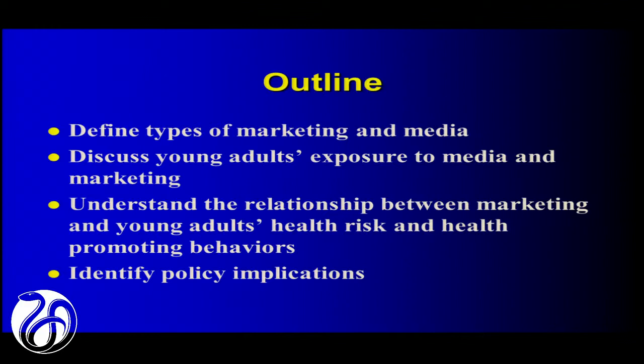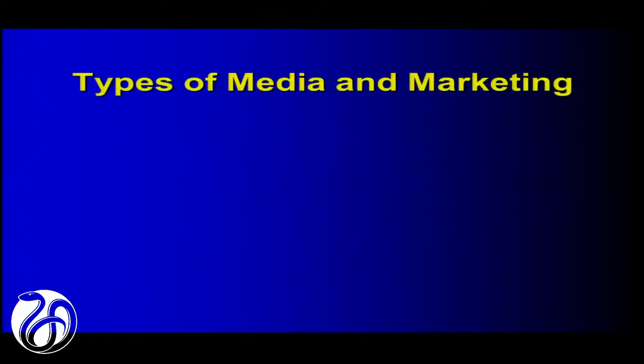So what am I going to talk about is, first of all, to quickly define types of marketing and media. We've touched upon this over the last day and morning, but to give you a little bit more detail on that, and then discuss young adults' exposure to media and marketing, and then to look at the relationship between the marketing and young adults' health risk, and touch upon health promoting behaviors as well, and then to discuss some policy implications and next steps. So what are some of the types of media and marketing that we're talking about?